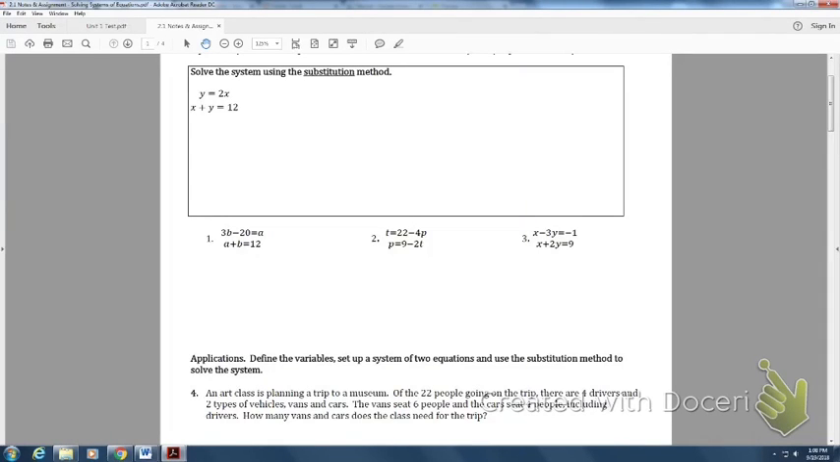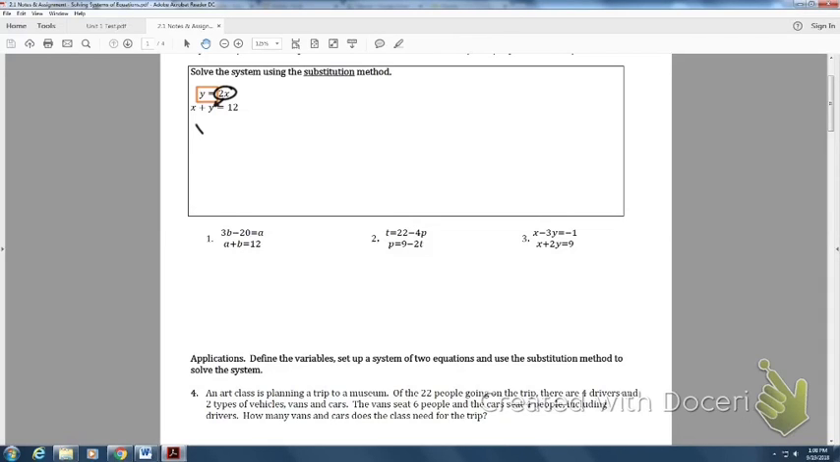So first, looking at substitution, anytime you have this situation right here where it's a variable equal to whatever, substitution is most likely going to be the easiest method. Okay, because now all I have to do is take 2x and I'm going to plug that in for y right there.